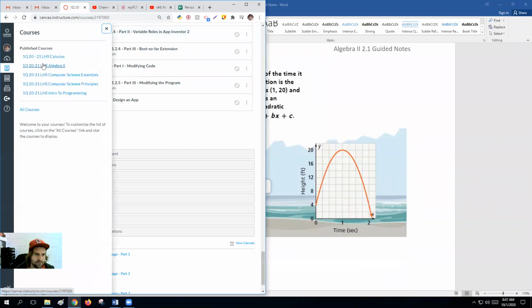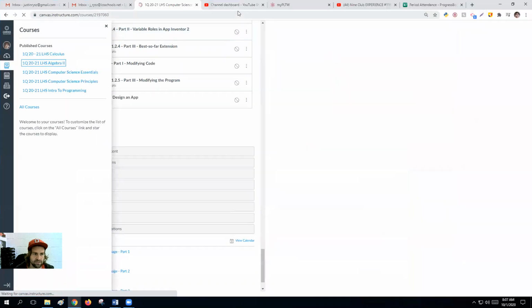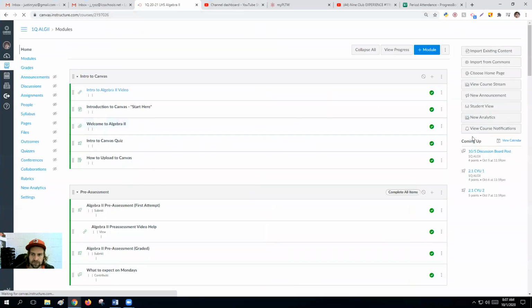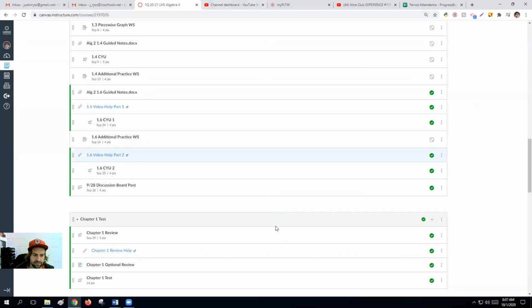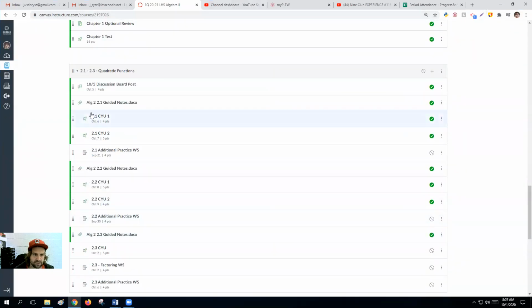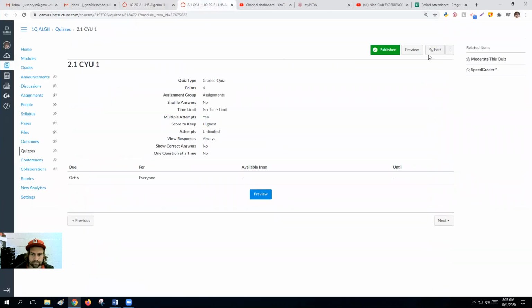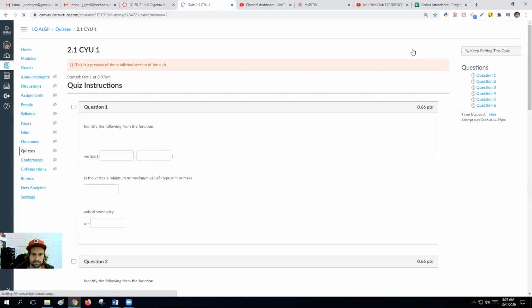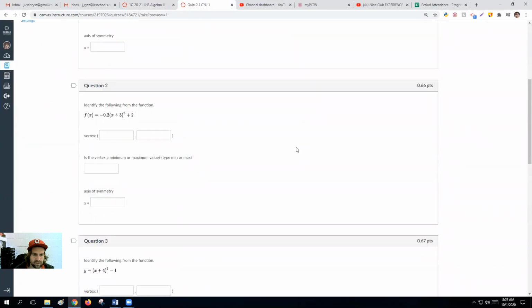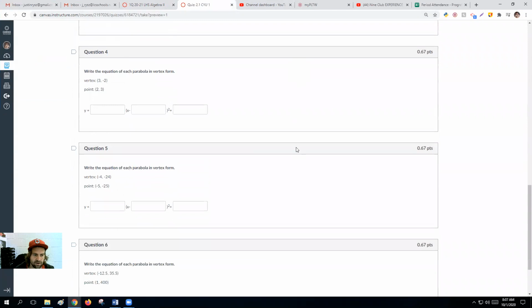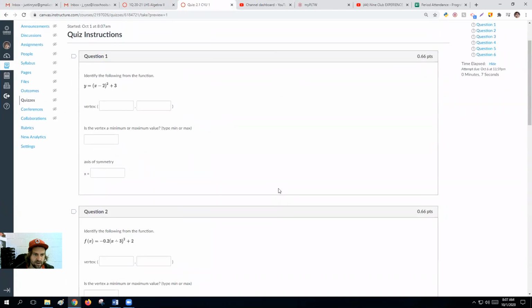I'm in the wrong class here. I'm going to open up the CYU and show you guys what you're going to be working on. Chapter 2, CYU 1. Okay, so if you look at these problems here, they're all very similar. The first type of problem is you're going to find the vertex, determine whether the vertex is a min or max, and find the axis of symmetry.